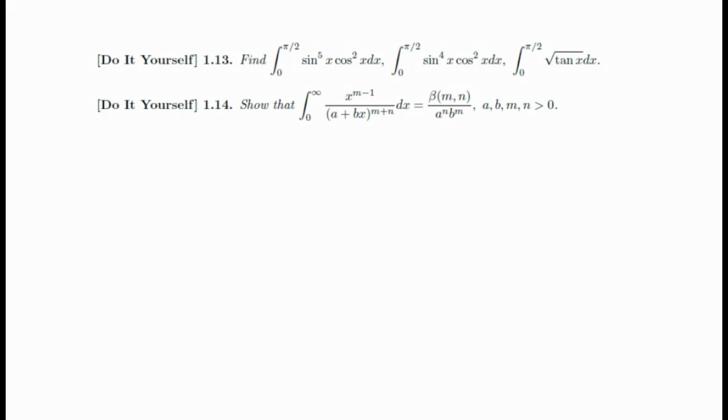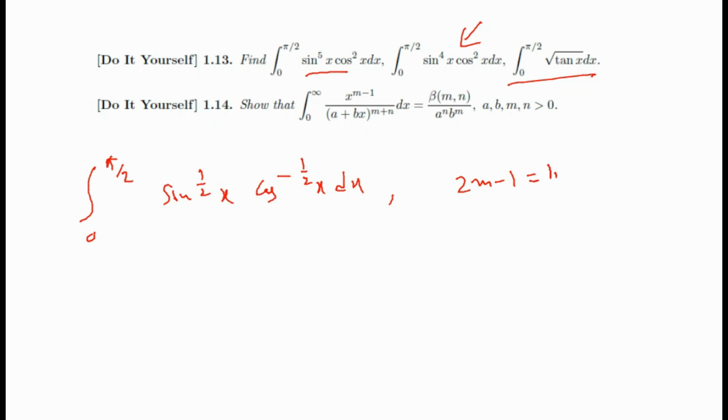Similarly, this part is also similar to the previous one. Now root tan x, you can just write it down, 5 by 2. Root tan x means sine power half x into 1 by root cos x, so cos power minus half x dx. And you can just solve 2m minus 1 equal to half and 2n minus 1 equal to minus half, and you will get the result.